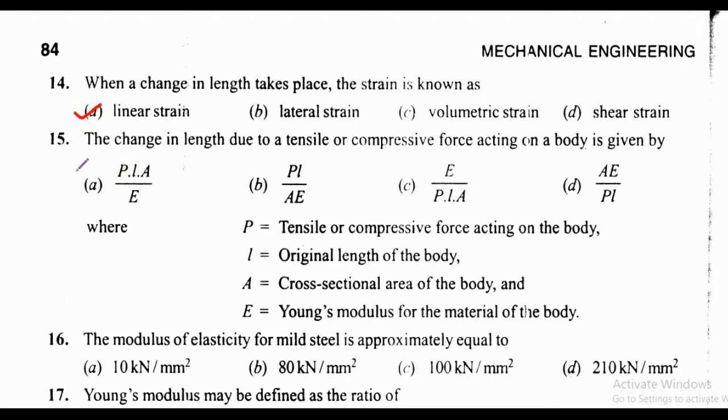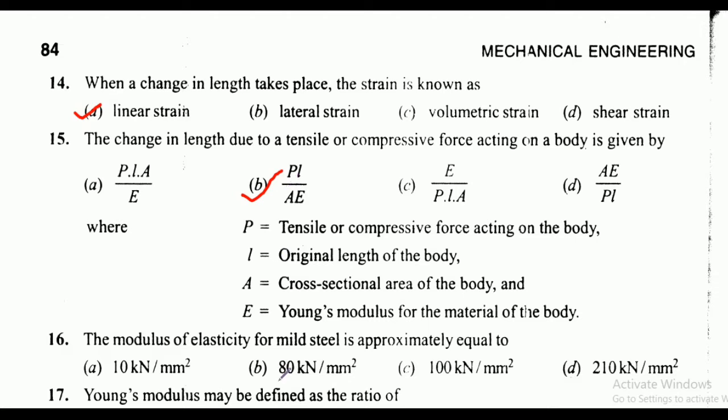Next is question 15. The change in length due to a tensile or compressive force acting on a body is given by, here friends these are the options, and here P is equal to tensile or compressive force acting on the body, L is the original length of the body, A is the cross sectional area of the body, and E is the Young's modulus for the material of the body. So here friends correct answer is option B, that is PL upon AE.